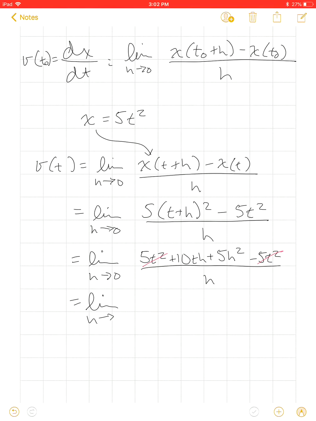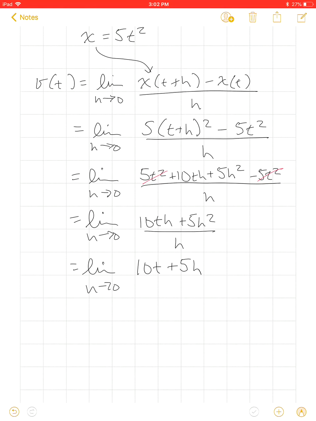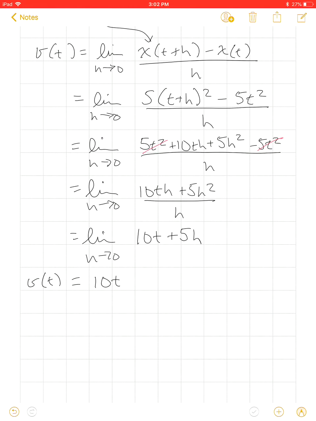Limit as h goes to 0 of 10th plus 5h squared over h. We can simplify this further by dividing by h. So that gives us 10t plus 5h. Now we're going to employ this limit and we're going to say, okay, h is equal to 0. If h is equal to 0, we're basically left with 10t. Okay, so that is our instantaneous velocity for that equation.